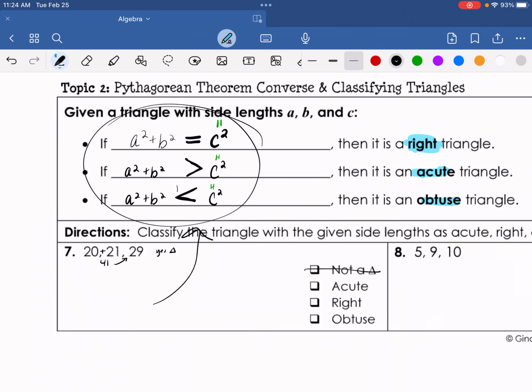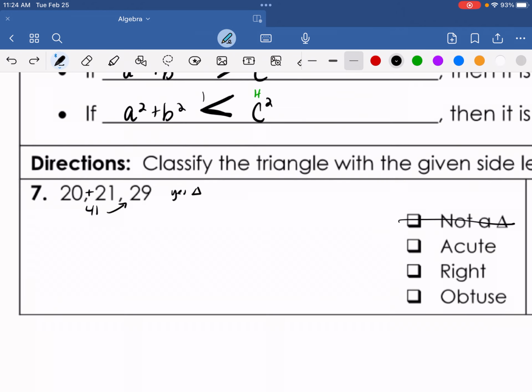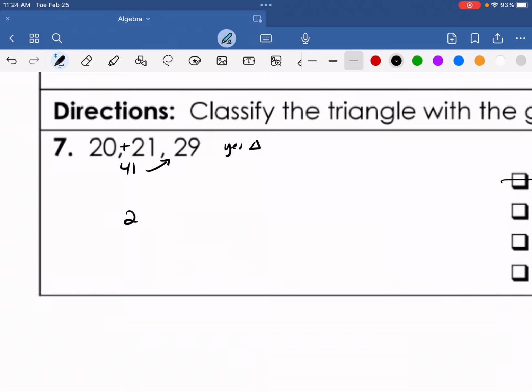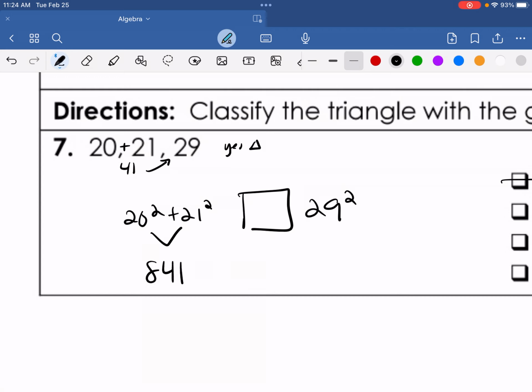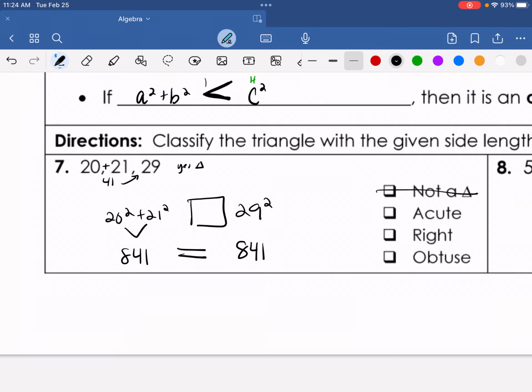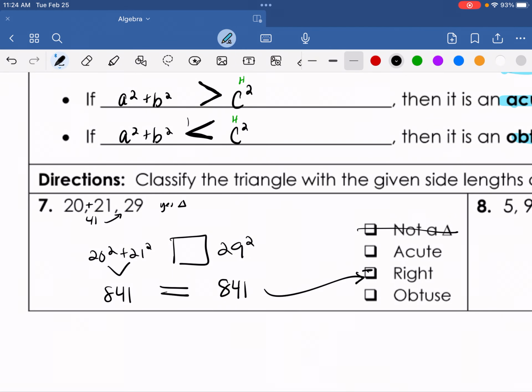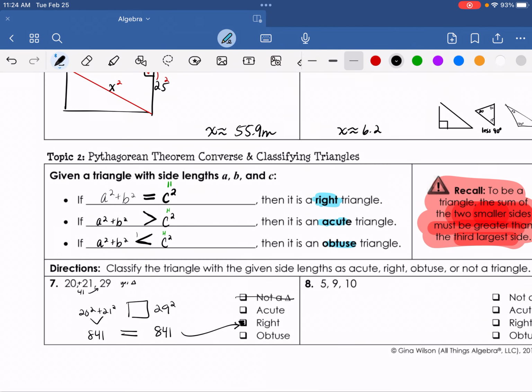So now that we know that it is a triangle, we check with the Pythagorean theorem, even though it might be a right triangle or it might not. So 20 squared plus 21 squared, what is it compared to 29 squared? Do this in the calculator. I think you get 841. 29 times 29 is 841. And because they're the same, it's an equal sign. So it means it is a right triangle because we got an equal.